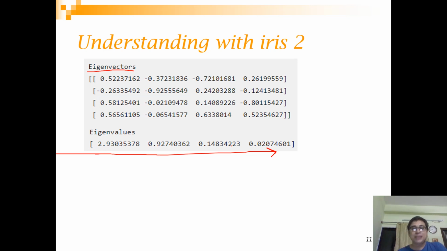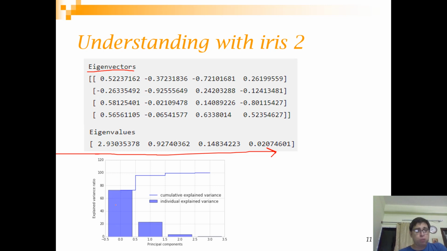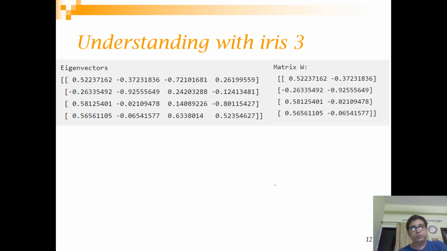These also tell you what percentage of variability is explained by each of the eigenvectors. If you plot them, the first principal component explains around 75 or 76% of the variability. The next one explains somewhere more than 20%. So using your first two principal components, you can explain 96% of the variability of the data. Now essentially what you do is you just select your first two eigenvectors.